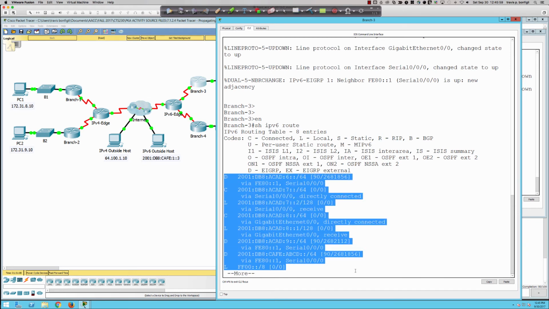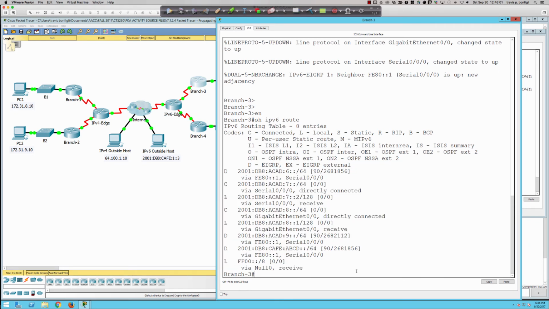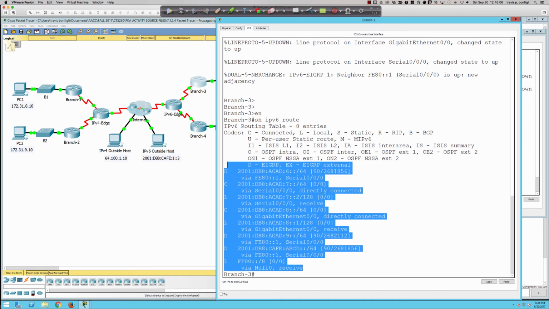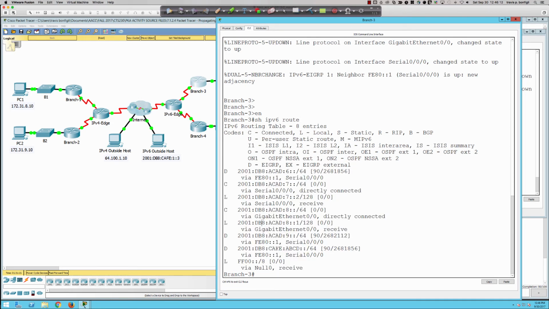These are the only networks I know about, connected or otherwise. This is all I know about. And so I don't know about that 2001:DB8:cafe:3, because you don't see that in here. We see this cafe:ABCD, but we don't see cafe:3::/64. So how do we resolve this issue?